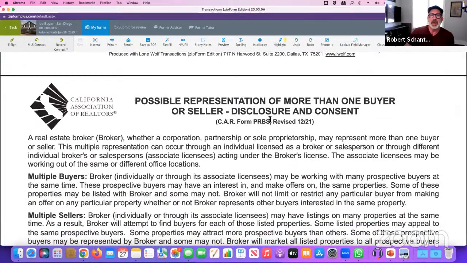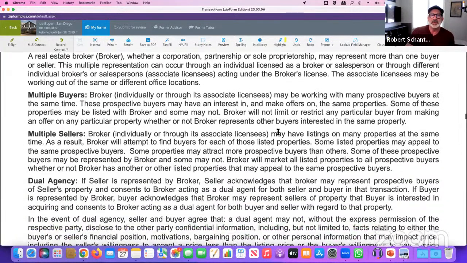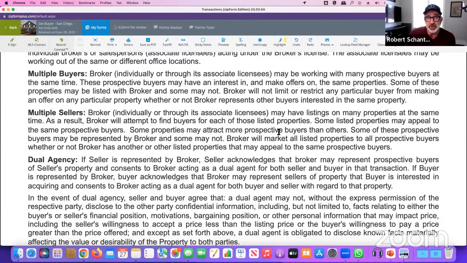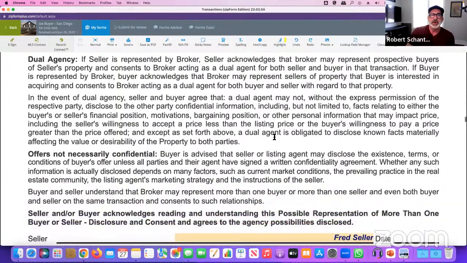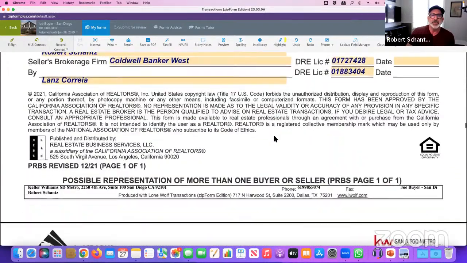There's also the possible representation of more than one buyer or seller, disclosure and consent. And basically, this is saying to your prospective buyer, hey, I'm going to represent you, but I also might have another buyer that I might represent on some properties we look at. So I need to let you know that in advance. Same thing with sellers. I'm going to list your home in this neighborhood, but I might list a home across the street. And then it goes over dual agency, etc.